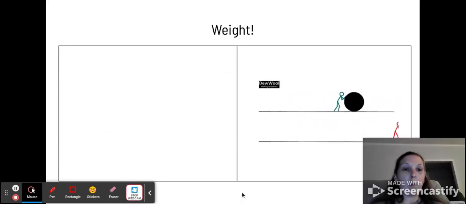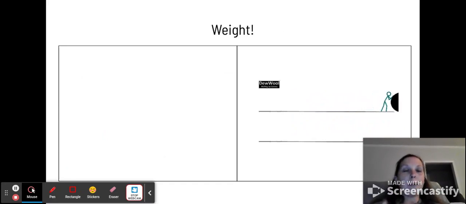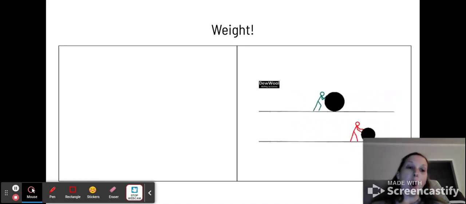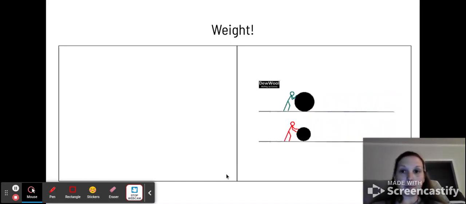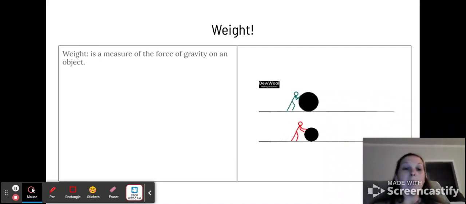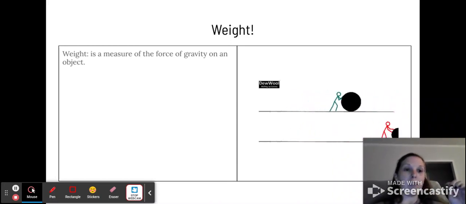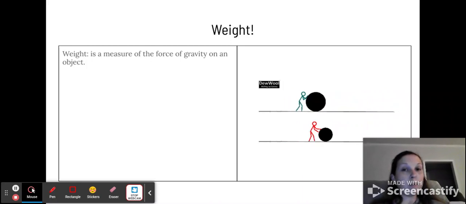So now let's talk about weight, which a lot of times people use weight and mass interchangeably, and we actually should not do that. Mass is the measure of how much matter something consists of. Weight is the effect of gravity on that mass. So we have to take into account gravity when we look at weight. That's why we are made up of a specific amount of mass, but we weigh a different amount here on Earth than we do on the moon.